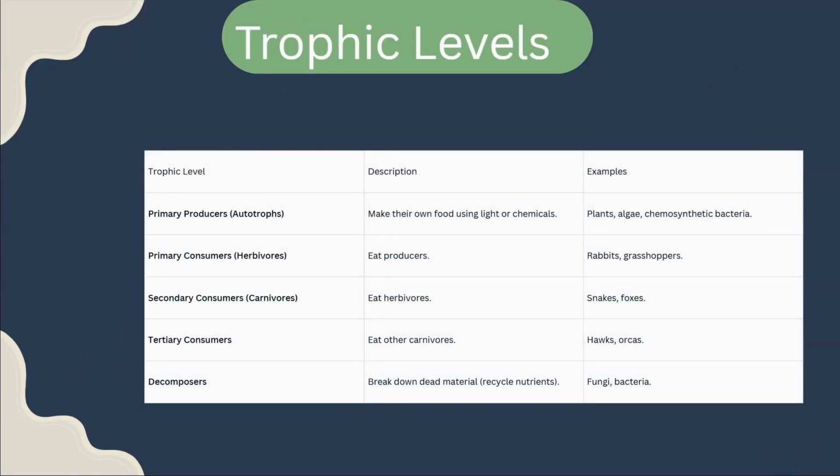Trophic levels. There's 5 trophic levels. So we have primary producers, autotrophs. They make their own food using light or chemicals, like plants, algae, chemosynthetic bacteria. Primary consumers, the herbivores, they eat producers like rabbits, grasshoppers.